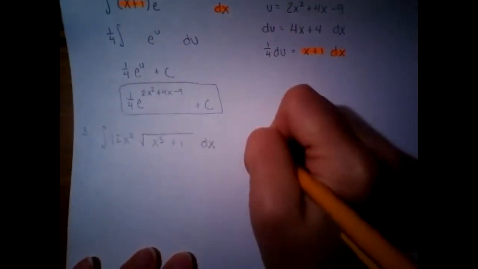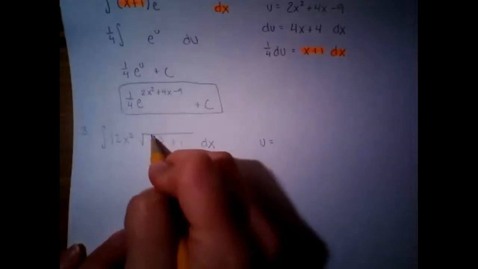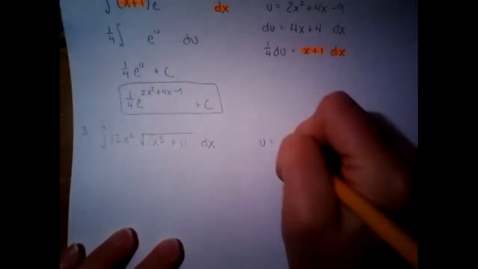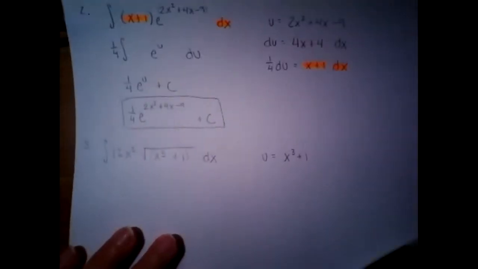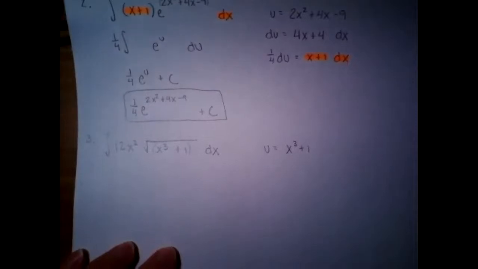All right, so we want to let u equal the inside stuff. So that's going to be what's inside of the square root here. So we're going to let u equal x cubed plus 1. And I'm sorry, I just saw a question in the chat.